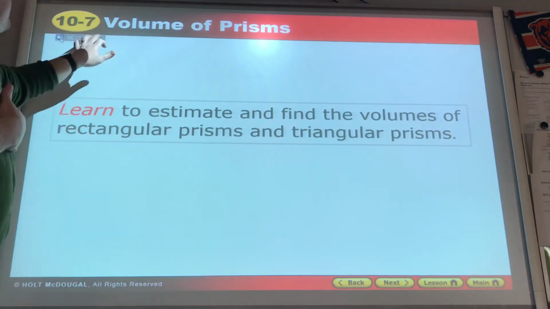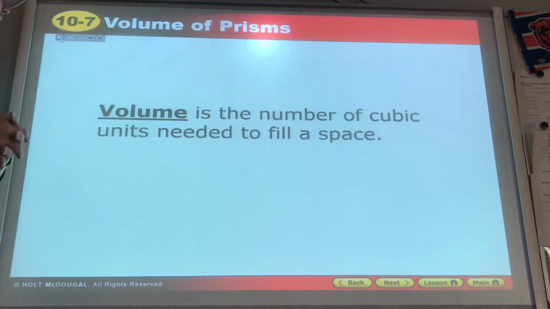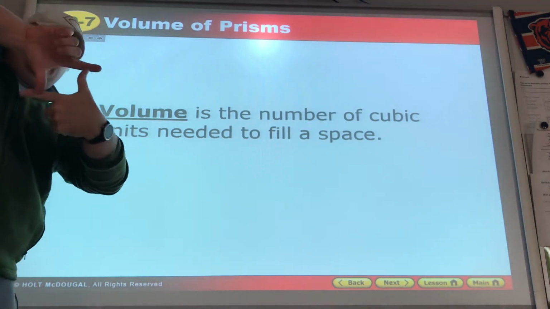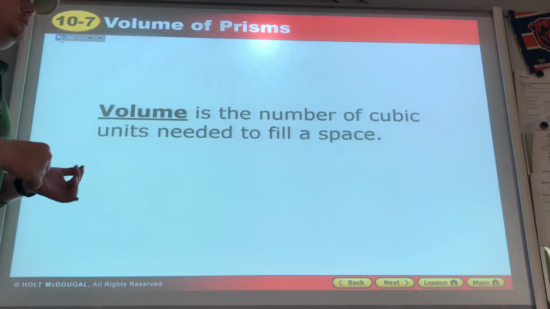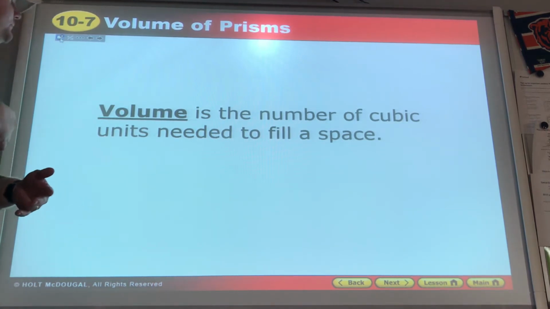Okay? Volume. Volume is the number of cubic units needed to fill a space. So remember, area was the square. How many squares will fit inside there? Well, volume's 3D. It's how many cubes will fit in there. And that means, therefore, it needs to be feet cubed, inches cubed, centimeters cubed, meters cubed. All right?